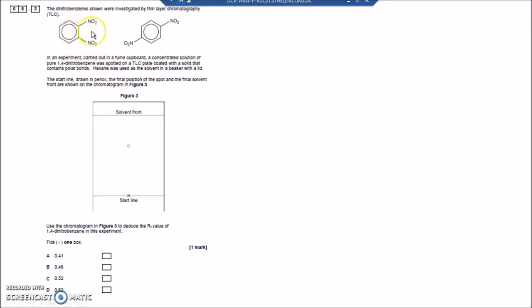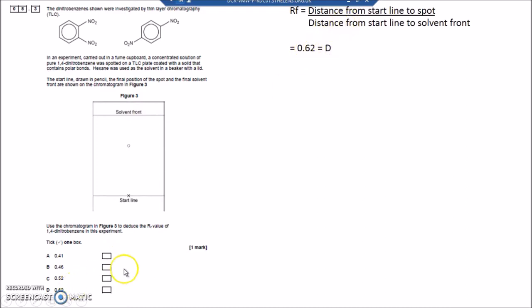Question 8.3. I've got two dinitrobenzenes, and it's asking me to determine the RF value of one of these on this chromatogram here. So what I do is I measure from the start line to the spot, and I measure from the start line to the solvent front, and I divide the smaller by the larger. So I divide the distance from the start line to the spot by the distance from the start line to the solvent front. That works out as 0.62. So the answer is D.